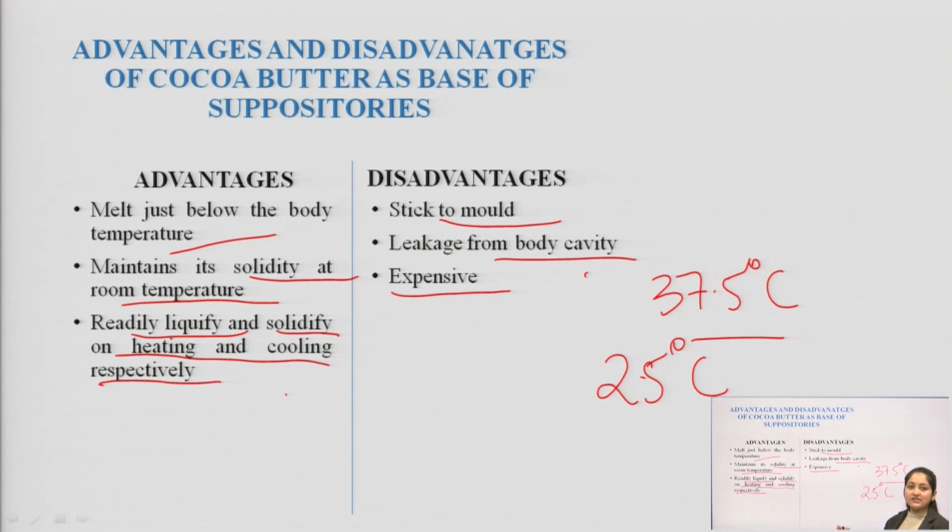Now, clubbing the advantages and disadvantages of cocoa butter suppositories, let us have a quick recap of what we have studied. Advantages: definitely it melts at body temperature, so it is very useful for us. Then below body temperature, it maintains its solidity and integrity, which is a very important thing when we are making suppositories, because storage condition is of prime concern for us. Later on, cocoa butter suppositories have the advantage that they can be readily liquefied or solidified on heating and cooling respectively. So, it becomes a very important thing while making suppositories using cocoa butter. Then the disadvantages: it sticks to the mold, it has leakage from the body cavity, and eventually it is expensive. So, this is all about the advantages and disadvantages of cocoa butter suppositories.